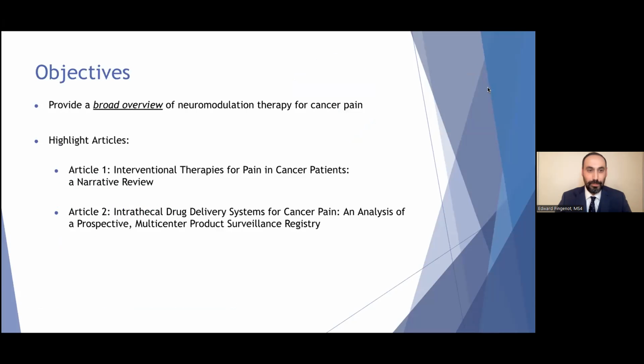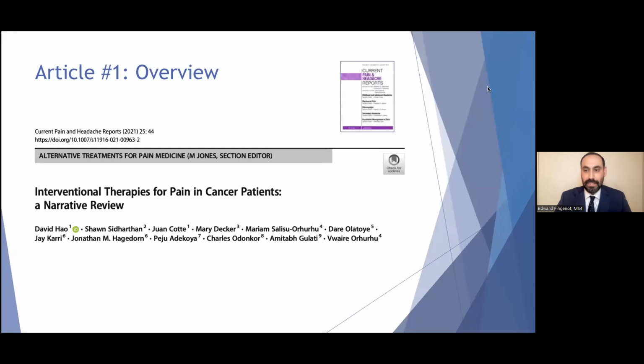Excellent. Well, we'll jump right in. We have some objectives for this evening. First, we want to provide a broad overview of neuromodulation therapy for cancer pain. We want to do that by highlighting two articles, the first one being a narrative review and the second one being an observational study. So let's begin by discussing a narrative review by Howe et al., entitled Interventional Therapies for Pain in Cancer Patients.